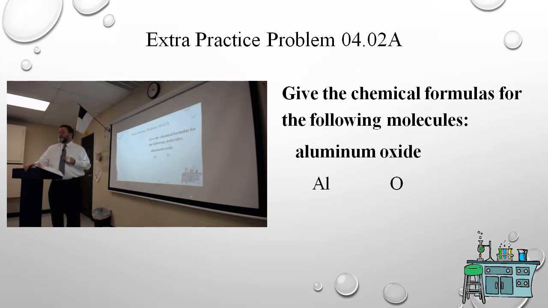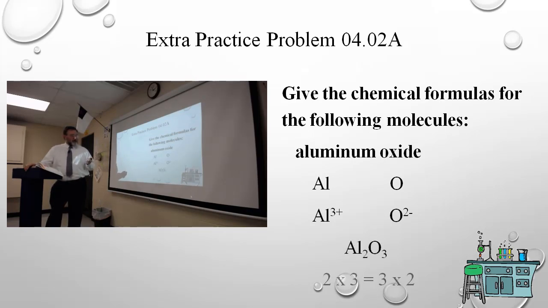Aluminum is in what column? 3. It's a metal. It wants to lose its 3. It becomes 3 positive. Oxygen is in column 6. It wants to become 8. It needs to gain 2. So the charges are Al3+ and O2-. From here then we figure out the formula, which would be Al2O3, right? And we do the check by saying I've got 2 ions at 3 positive. Does that equal 3 ions at 2 negative? Yes, it does. Okay. Next, pass it on, and here we go.